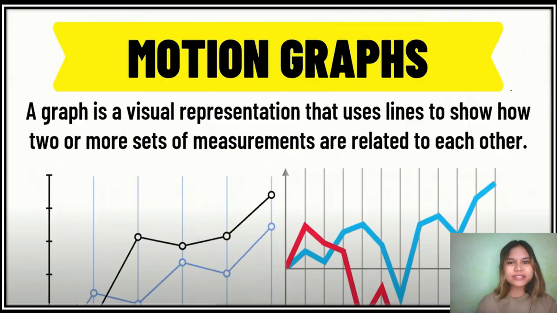Motion graphs are a visual representation that uses lines to show how two or more sets of measurements are related to each other.